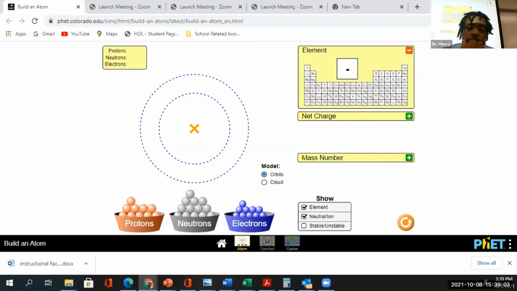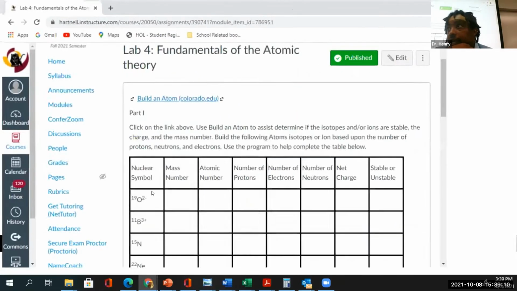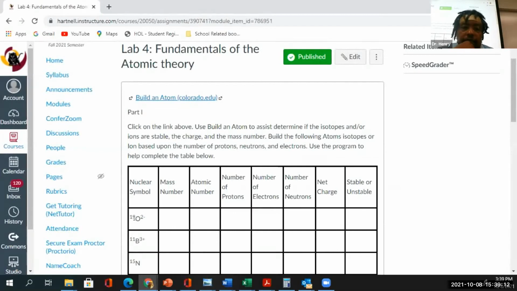Okay, so the first one is, if you look at it, it's going to be oxygen 19. So the isotope is called 19. We've talked about isotopes, right? So what does that 19 mean?